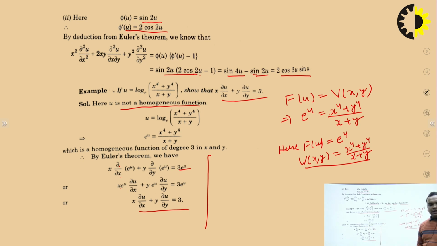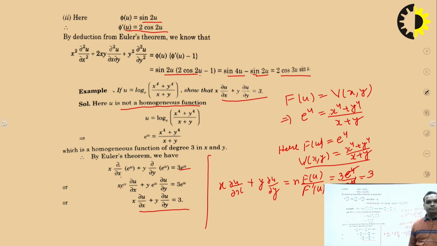And this part can also be solved directly by deduction from Euler's theorem. x ∂u/∂x + y ∂u/∂y = n f(u)/f'(u) = 3 e^u / e^u, since the derivative of e^u is e^u, which equals 3. Hence proved. Thank you.